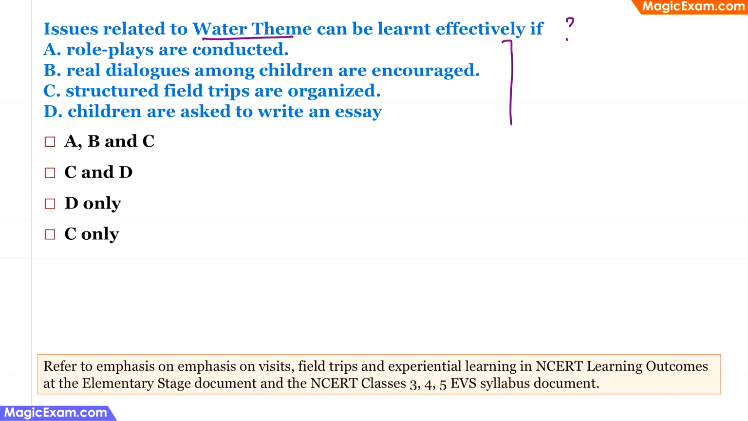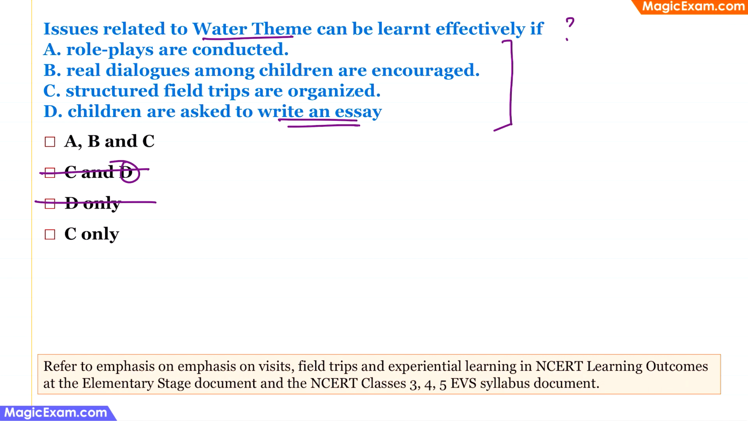Therefore, when we look at the answer choices, the last one says children are asked to write an essay. Now, writing essays is extremely boring for children, and that too, in EVS, we are talking about class 3, 4, 5 children. So if you make class 3, 4, 5 children write essays, then it is definitely very boring for them. Therefore, D is an incorrect option. Therefore, any option which has D in it has to be incorrect. Therefore, C and D only is incorrect, and D only is also incorrect. Now we are left with 2 options.